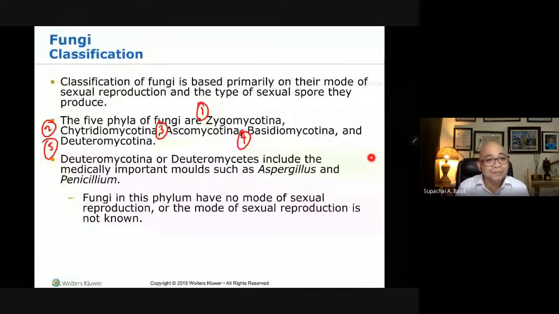So Deuteromycotina or the Deuteromycetes includes medically important molds such as Aspergillus and Penicillium. So fungi in this phylum have no mode of sexual reproduction, or the mode of sexual reproduction is unknown. So this is the one that I've been telling you a while ago. So this is the fungi imperfecti because there's no sexual reproduction.